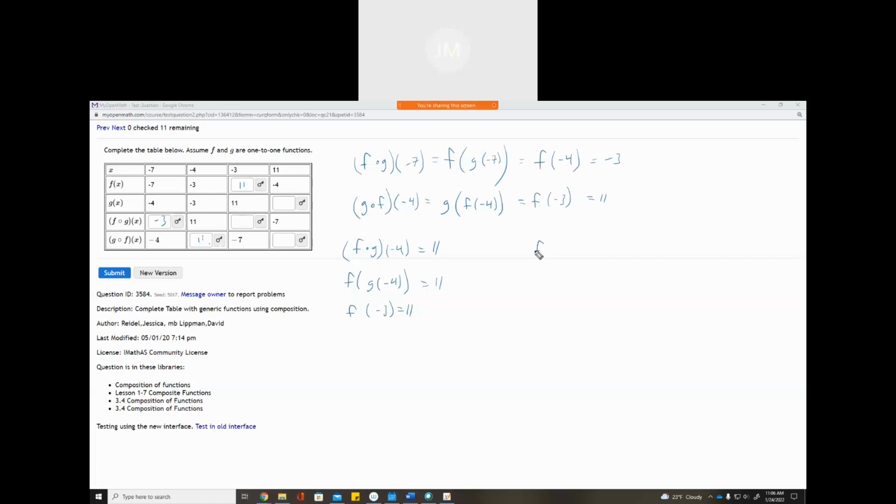Okay. What's f composed with g of -3? I'll look at this box, so I want to plug -3 in. So I'm taking the f function and I'm plugging in g of -3. G of -3 is 11. So this is now equal to f of 11. So I go to x equals 11, f of 11 is negative 4.